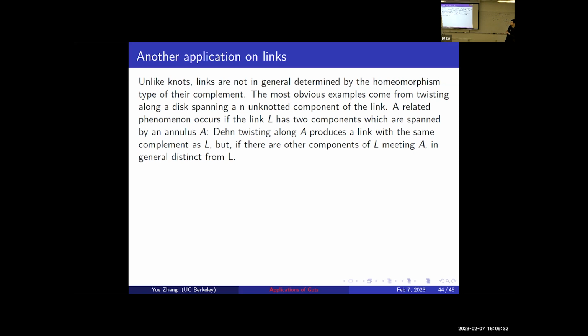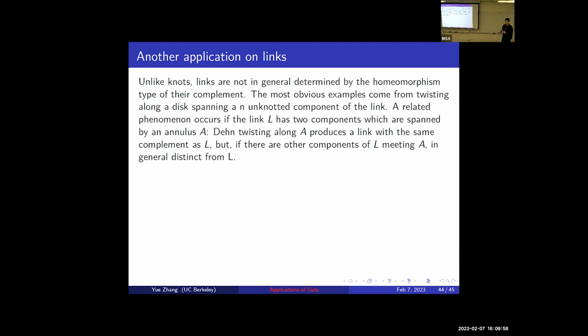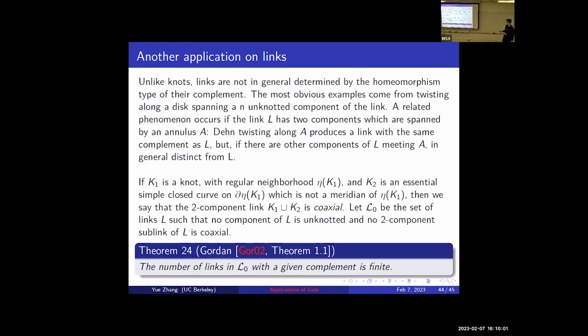And another case is that if L has two components which are spanned by an annulus, you can also do a Dehn twisting along that annulus. And if you have another component of the link that meets this annulus, you will generate a new, completely different link. But if we exclude these two cases, then we can show that the number of links with a given complement is finite. We can't show that it's one, but we can show that it's finite.